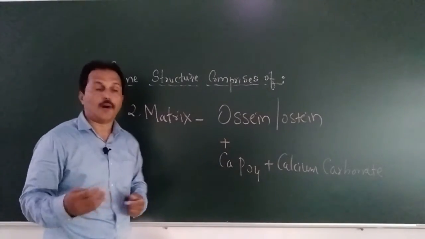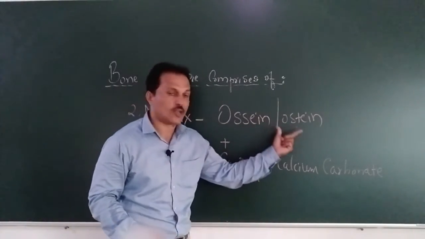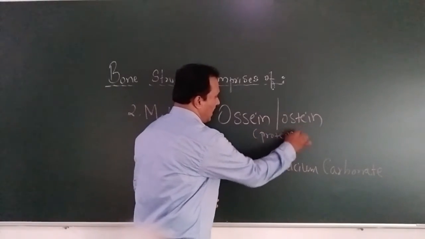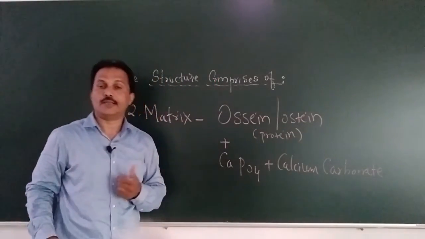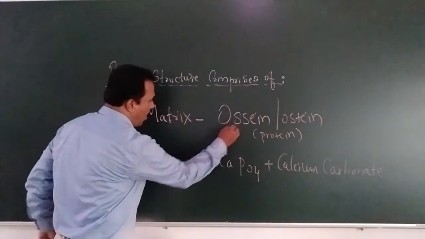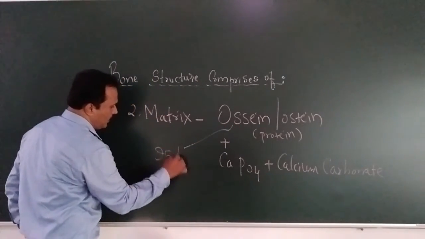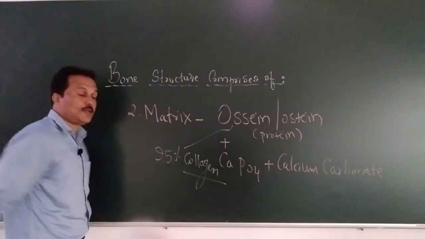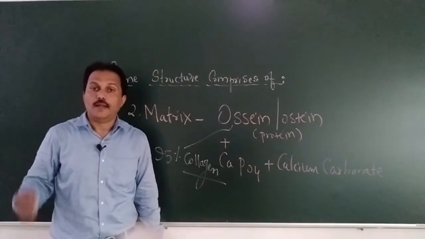It is made up of ossein or osteine. It is a proteinaceous part. This is the protein part of the matrix. What is that? Ossein. And this ossein is made up of 95% collagen. It is made up of 95% collagen fibers.